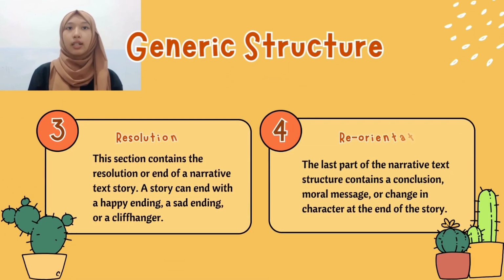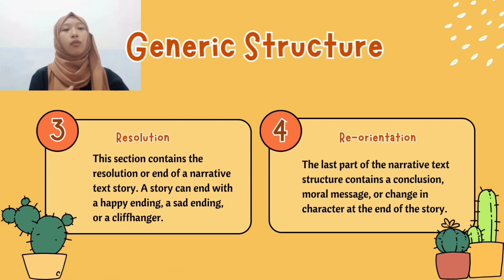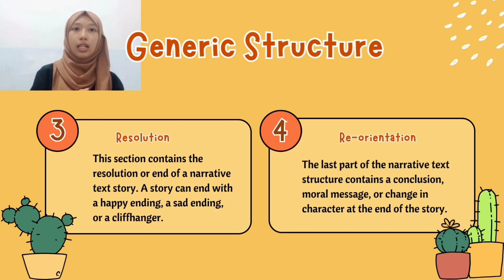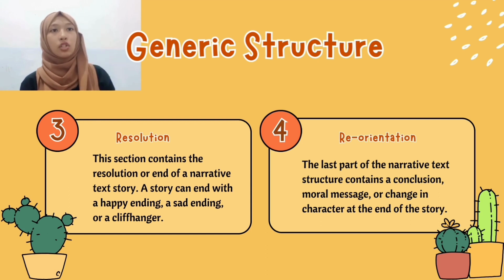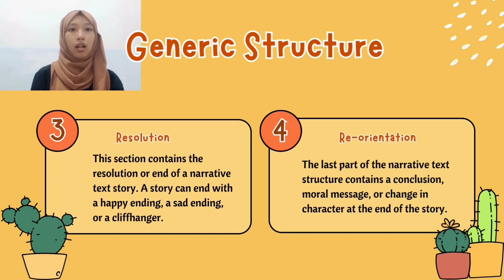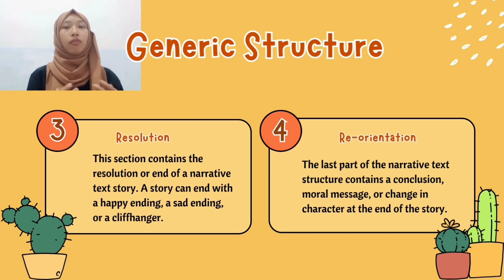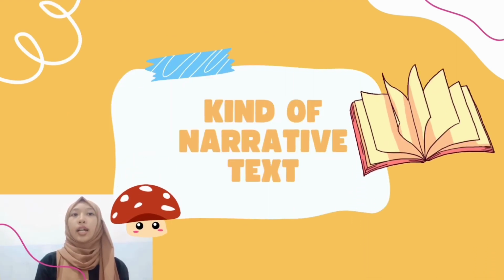The third structure is resolution. This section contains the resolution or end of narrative text. A story can end with a happy ending, sad ending, or cliffhanger. The last structure is reorientation. Reorientation contains a conclusion, moral message, or change in character at the end of the story. This part is optional because we can infer the moral value at the end after we read the story until the end.